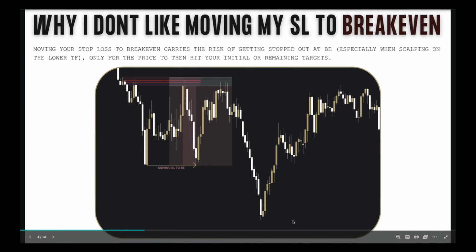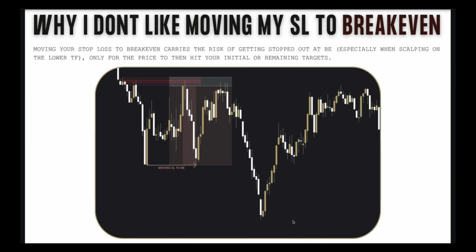Alright, so why I don't like moving my stop loss to break even. First, let me say this. It's not that I've never moved my stop loss to break even. There's reasons why I move it and why I don't move it. But typically, I try not to move my stop loss to break even. I try to make sure that all my strategies are fitted to where I just set it and forget it. Okay, so I just wanted to explain that real quick.